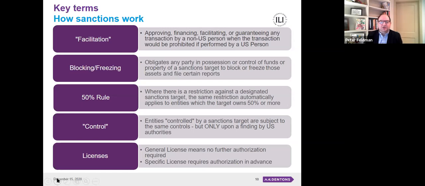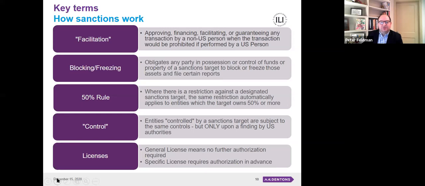And blocking is automatic. Freezing happens automatically as soon as sanctions are imposed, unless there's an exception. And the general rule is that once a U.S. person comes into possession or control of property in which a sanctioned person has an interest, that person's interest is blocked immediately, and the U.S. person has to file certain disclosures, certain reports to OFAC.